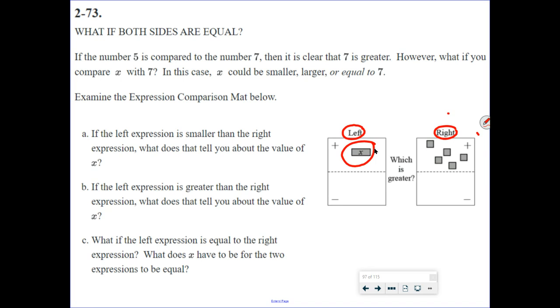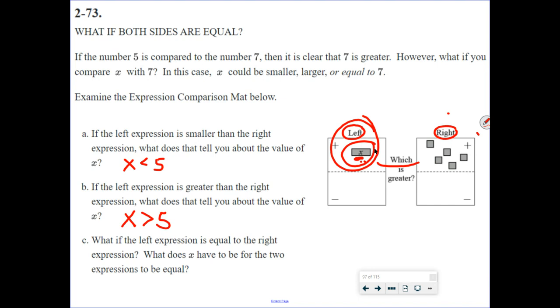So if the left side is smaller than the right side, what does that tell you about the value of x? That means x has to be less than 5. Because anything less than 5 is going to make this smaller than that. Okay, so what if the left expression is greater than the right expression? What does that tell you about the value of x? If the side is bigger now, what must x be? And this one I think you can probably figure out. X must be greater than 5.